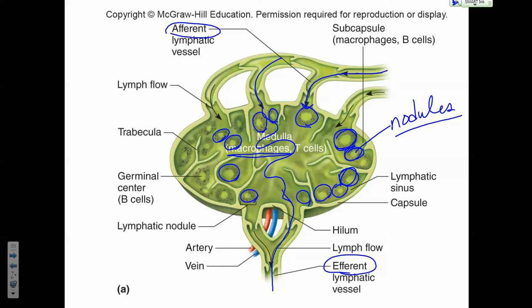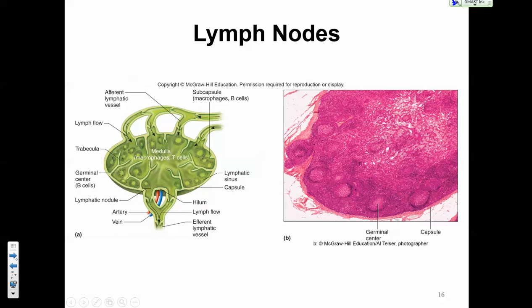Okay. The outer covering is just a fibrous capsule. Anyway, okay. So here you see it again. Here on the right, you can see it through the microscope. So here are these lymphatic nodules. Okay. Don't worry about the germinal center of it. Just know the whole thing is a nodule. And a lymph node has a lot of little lymphatic nodules within it.